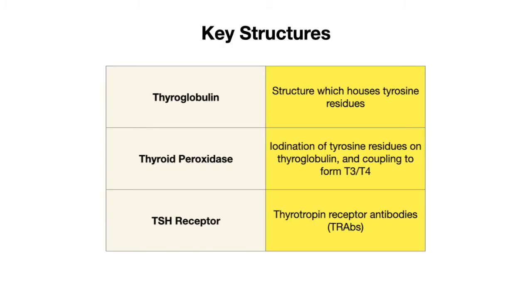Aside from these key points, we also need to discuss some key structures in thyroid hormone function. We've already discussed thyroglobulin, which is the structure which houses the tyrosine residues upon which the iodine atoms attach to produce our different T3, T4 molecules.